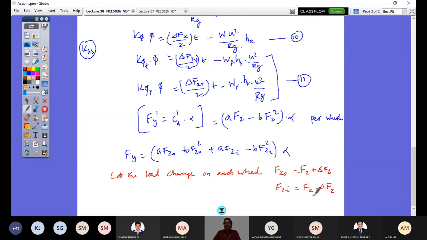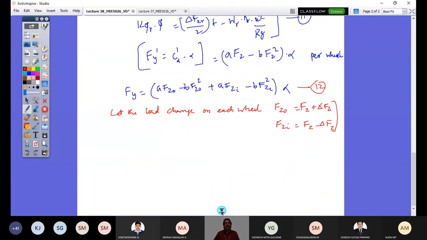So now if I substitute this Fz outer and Fz inner in this equation, let's number this equation: this is equation number 12. So put these values in equation number 12 and you are going to have, accordingly, this. I leave it to you to work out. I'll get Fy as 2a Fz minus 2b Fz square minus 2b delta Fz square into alpha. So this is what I'll get.